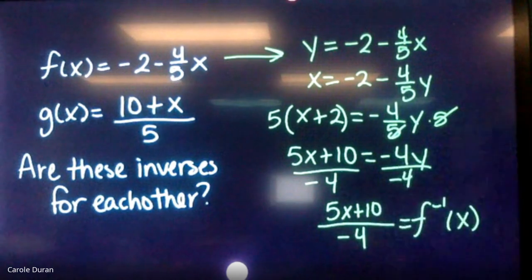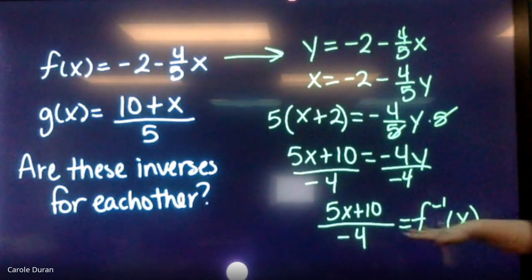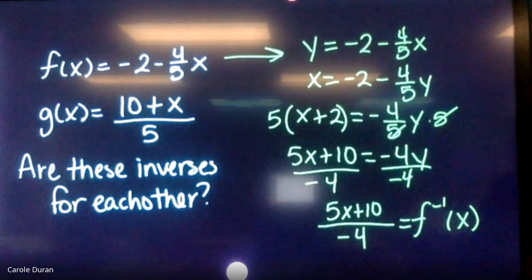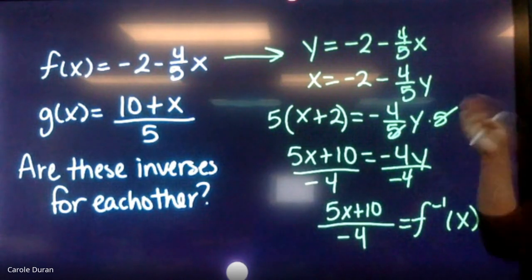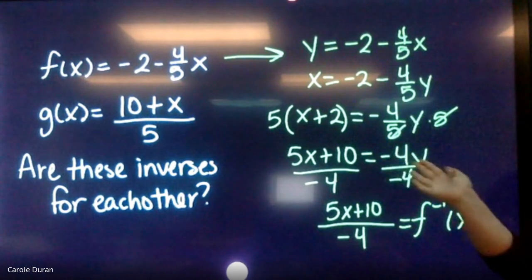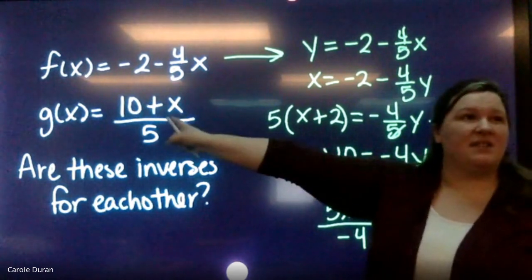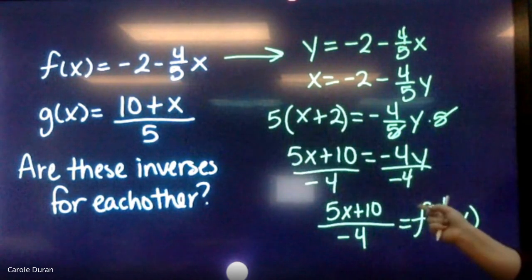How do you know they're not inverses of each other, Ebony? Because g of x is 10 plus x over 5 instead of 5x plus 10 over negative 4. Correct. So my inverse did not match my g function, which means they are not inverses. If we find one way that doesn't work, we don't have to test g still. You can as a practice if you wanted to find the inverse of this, but since this one failed, we don't have to test the other one.